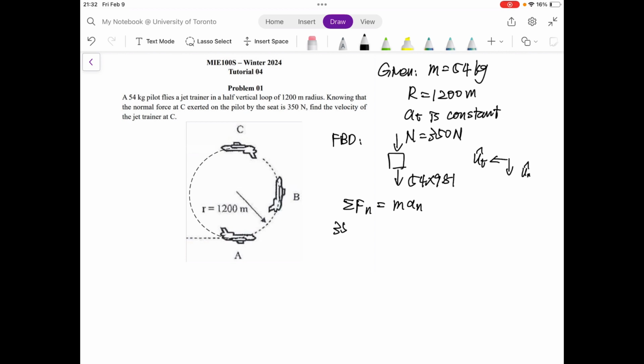So it will be 350 plus 54 times 9.81 is equal to 54 times v squared divided by the radius, which is 1200 meters. So we can get the velocity of the pilot, which will be equal to 139.8 meters per second.